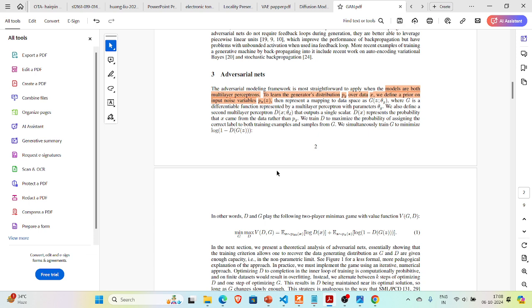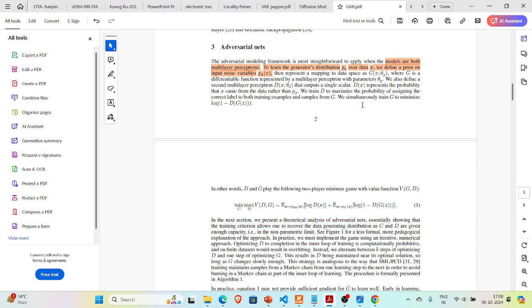Okay. So G is the differentiable function representing a multi-layer perceptron with the parameter theta. We also define a second multi-layer perceptron, a second neural network for D, which outputs a single scalar: whether it belongs to this class or not, so 0 or 1. So it will give a probability. So that is what is written here.